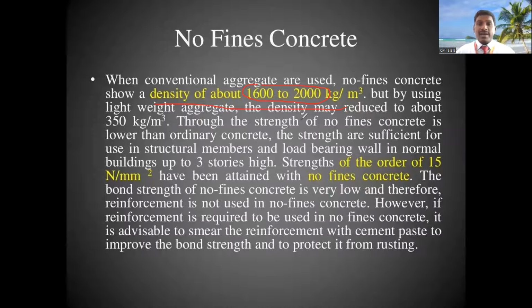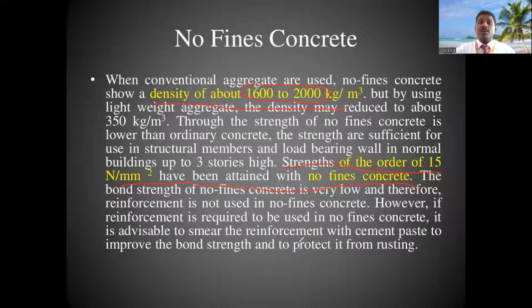It means the fine aggregates we are not using, so the weight of the concrete will be reduced. That is the 1600 to 2000. So again, the strength of this concrete, 15 Newton per mm square, has been attained with no fine aggregate. So we will get the strength up to 15 Newton per mm square.